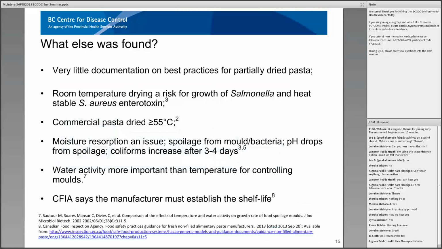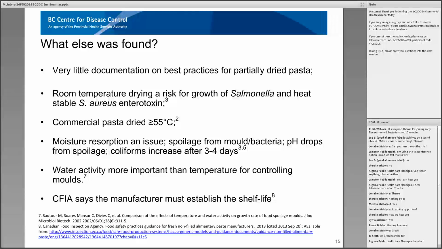Oops, I hit the wrong button. Okay, I mentioned we couldn't find very much information. We did read in the literature that drying the pasta at room temperature was definitely a risk for the growth of those two microbes, Salmonella and Staph aureus, because it can form a heat-stable enterotoxin. We did learn that commercial pasta, the ones that are room temperature, shelf stable, are usually dried at temperatures above 55 Celsius. So this is a temperature at which most bacteria won't grow.